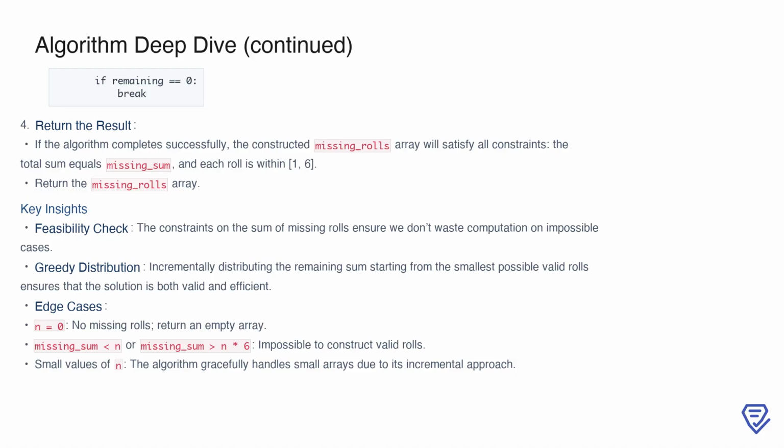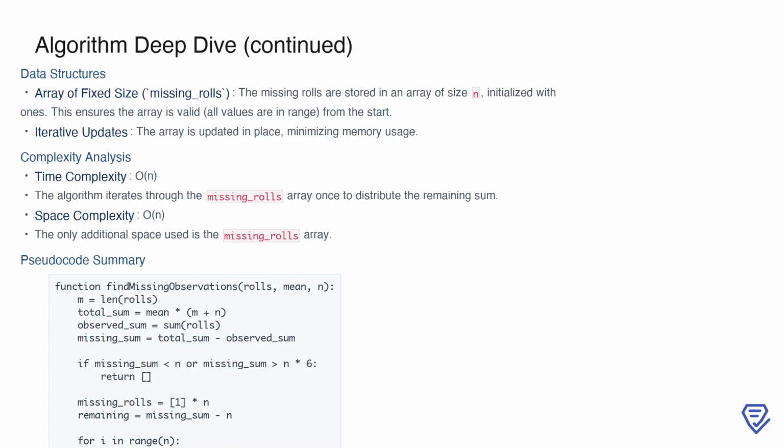At the end of this process, the array of missing rolls will satisfy all the problem constraints: its sum will equal the missing_sum, and every value in the array will be within the valid range of 1 to 6. The algorithm utilizes a fixed-size array to store the missing rolls. This array is initialized with ones to ensure that it is valid from the start, as all values are within the allowable range. The algorithm updates the array in place during the distribution step, keeping memory usage minimal.